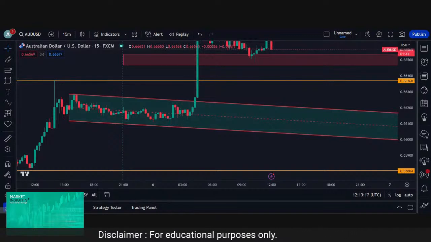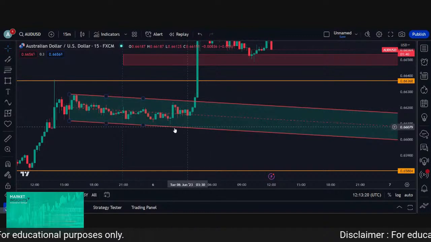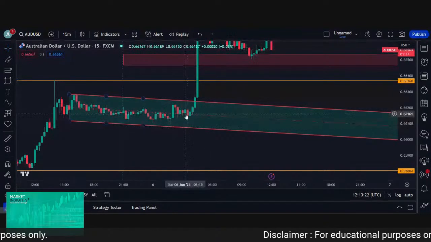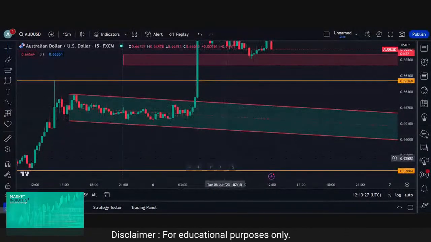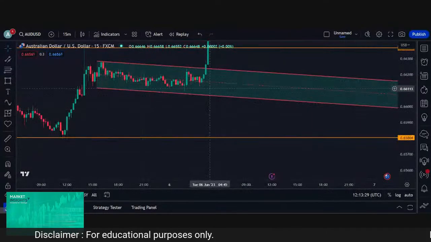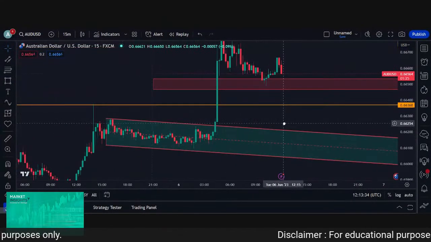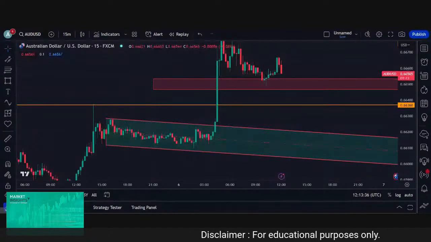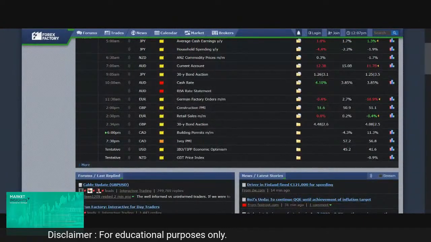Look at this channel and look at what is happening in the price action. Now people are waiting for either this to happen or this to happen, a lower range breakdown or the upper range breakout. People are waiting for it. Why was there a breakout instead of a breakdown? This is because of a 25 basis point revision.